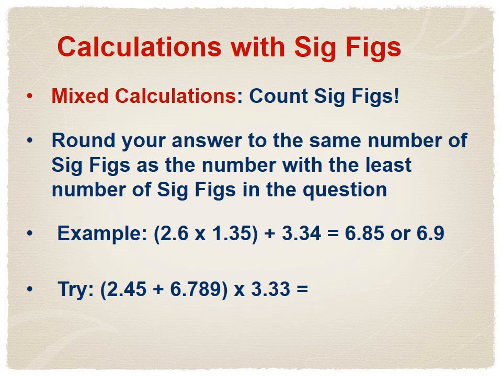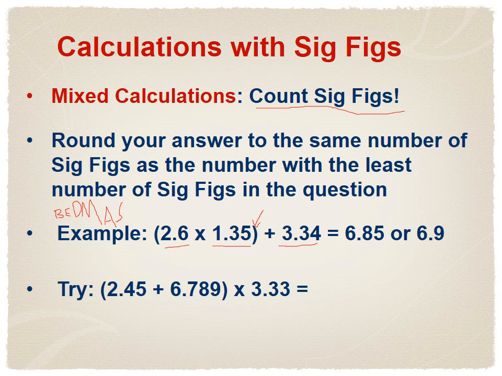Now sometimes you'll have mixed calculations where you have some addition, multiplication, division, subtraction. Go with the rules where you're counting the number of sig figs. So you want to have the least number of sig figs in your final answer. So if you take a look here, we have 2.6 times 1.35 plus 3.34. Remember, when you're doing math, you want to do what's in brackets first, right? Remember BEDMAS: brackets first, followed by exponents, followed by division, multiplication, addition, and subtraction.